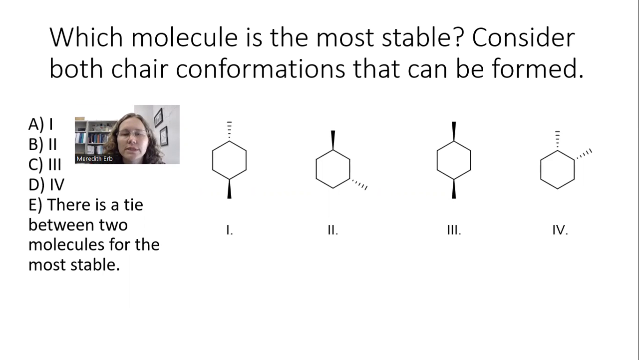Okay, each of these molecules is a di-substituted molecule. They're all cyclohexane with 2 methyl groups. The difference is where the substitution occurs. We have 1,4 substitution, 1,3 substitution, and 1,2 substitution. So let's draw out all of the chair conformations and then assess which one's the most stable.